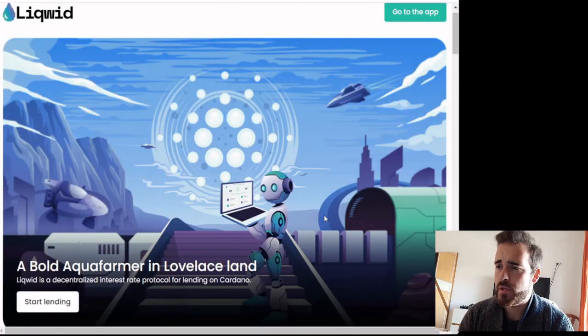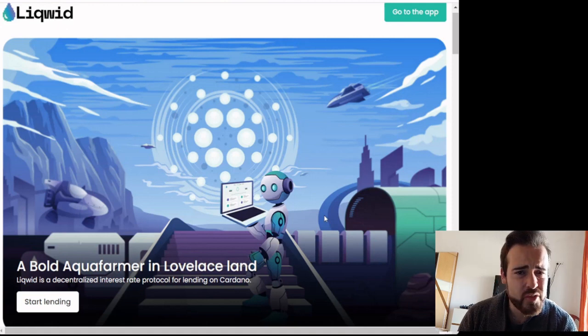So, what is Liqwid, you ask? Liqwid is a decentralized non-custodial liquidity protocol for interest rate curves. Okay, this is their own definition.